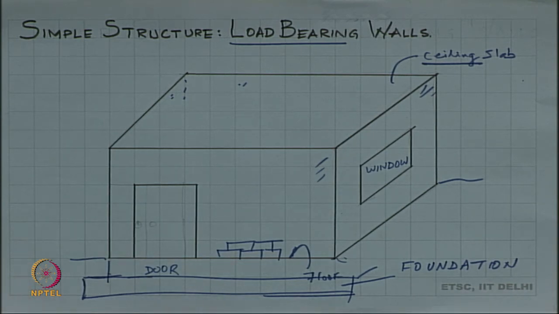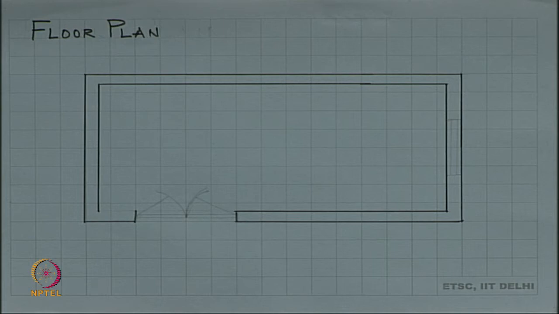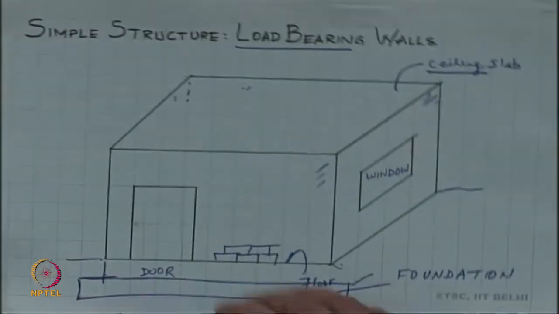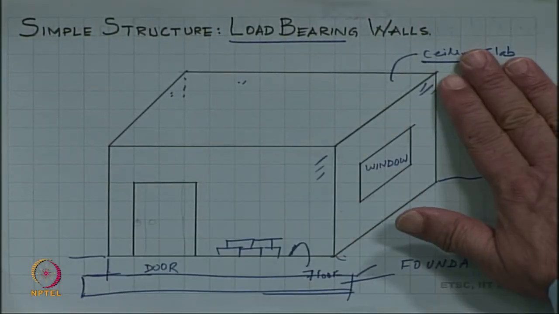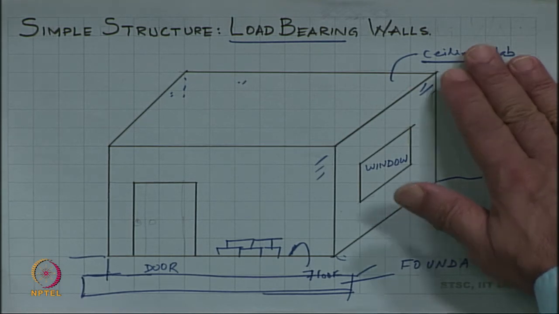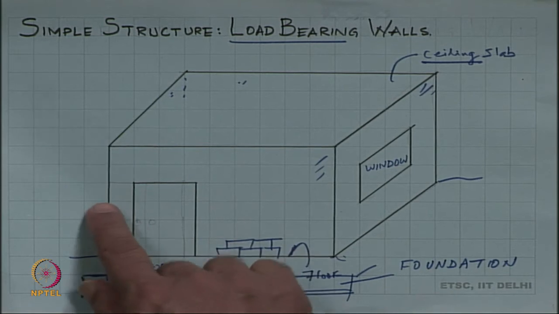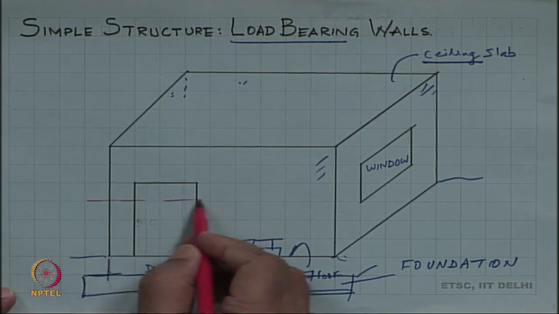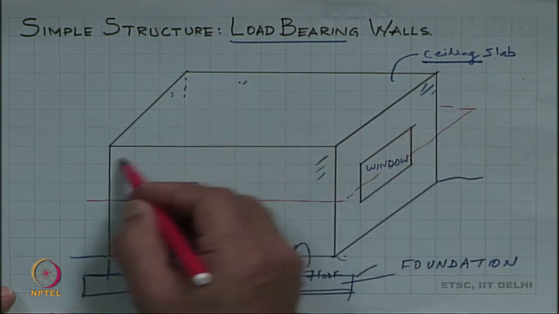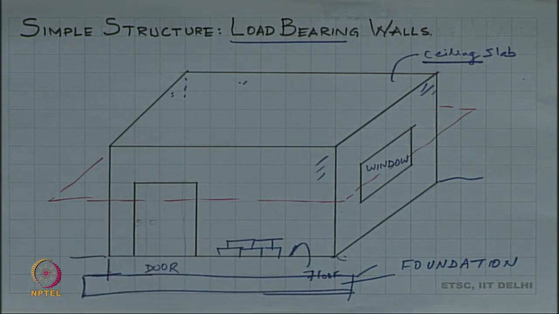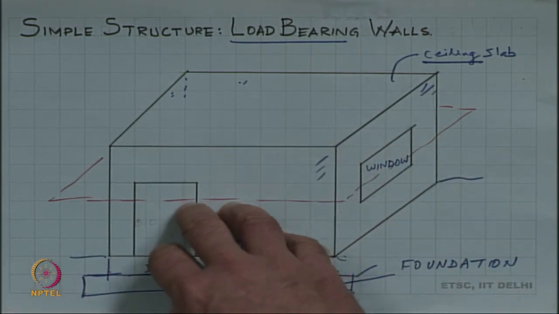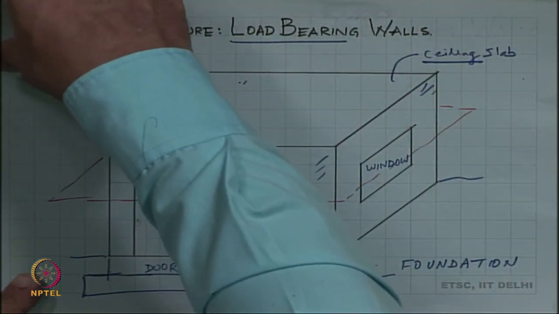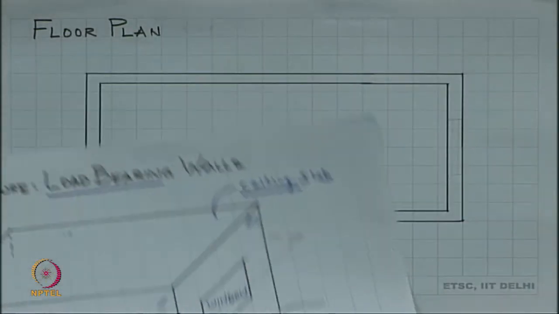So, let us see how we can show these in orthogonal views. We will start by looking at what we call the floor plan, which means that if I cut this building in a horizontal plane somewhere all the way through, what will I see? So, what we are looking at is a plane which is cutting at some point here. This is a plane that would be something like this. And then, if I see from the top what remains, how do I draw that? That is our floor plan.